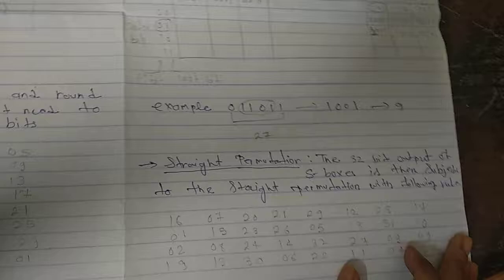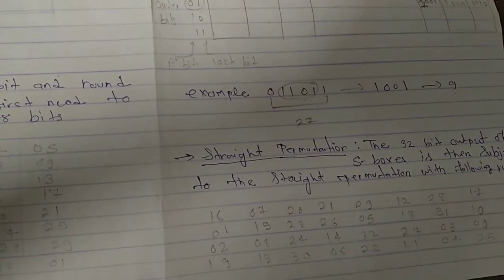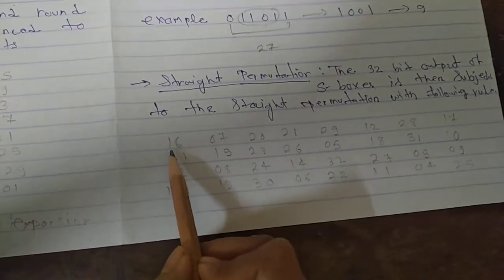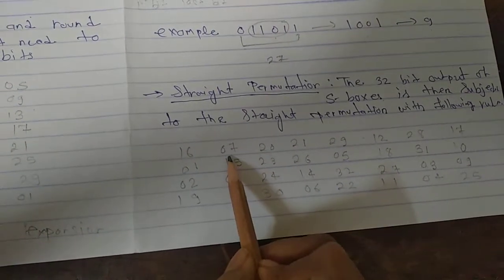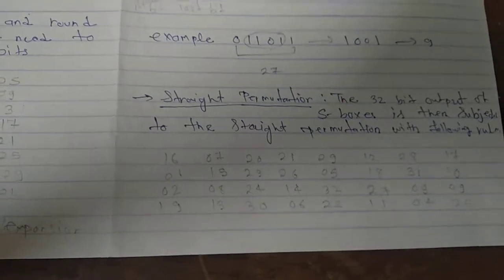After the S boxes have generated the 4-bit output, we go through a permutation again. The 32-bit output of the S boxes is subject to the permutation. In this permutation we are doing nothing special, the same thing as the initial permutation. The first bit will be replaced with the 16th bit, the second bit will be replaced by the 7th bit. Similarly, you can note down the table here if you want. We do it in this manner.